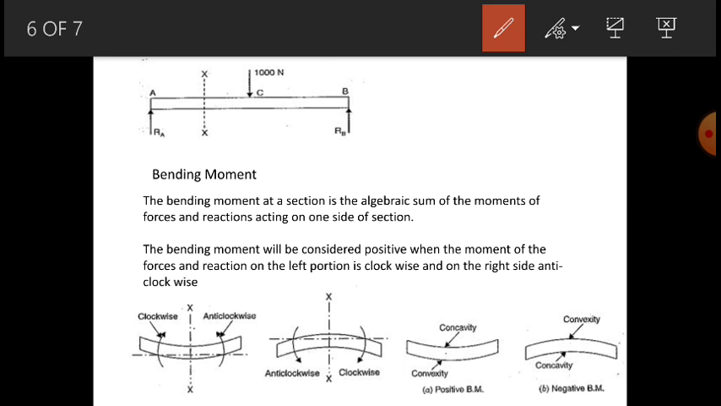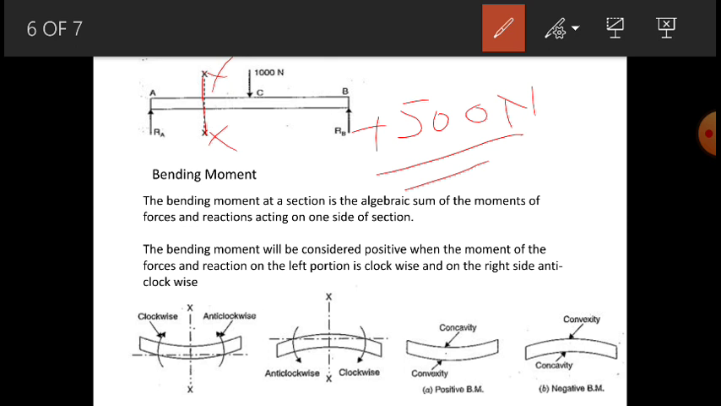How to calculate the shear force about any point? If you want the shear force along this cut section, then on the left hand side, upward forces are called positive. So what is the upward force? It is 500 and it is positive. So at the section XX, the shear force is positive 500 newtons.